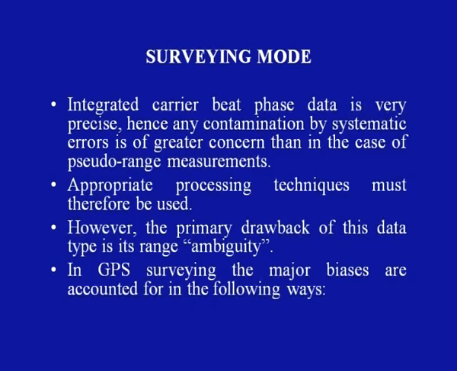Coming to the surveying mode of GPS positioning, here the integrated carrier beat phase data is very precise and any contamination by systematic error is of greater concern than in case of pseudo range measurements. Appropriate processing techniques must therefore be used. However, the primary drawback of this data type is its range ambiguity. In order to account for range ambiguity in GPS surveying, the major biases are accounted for in the following ways.